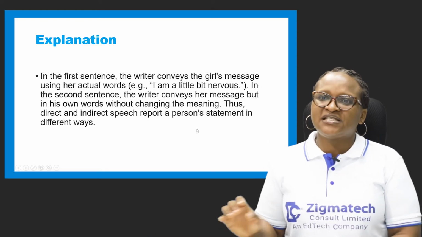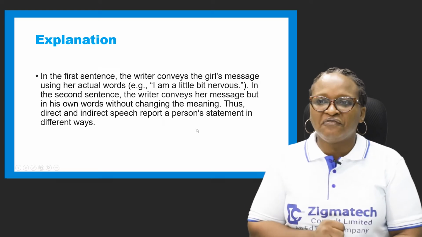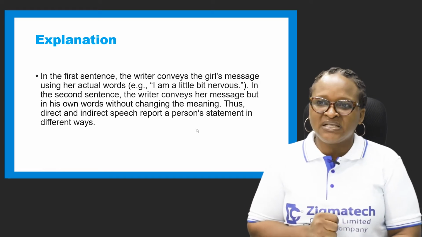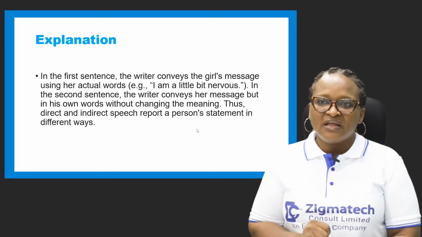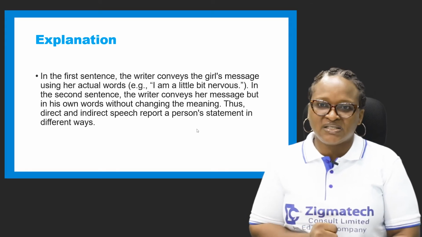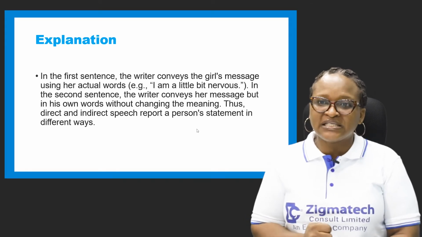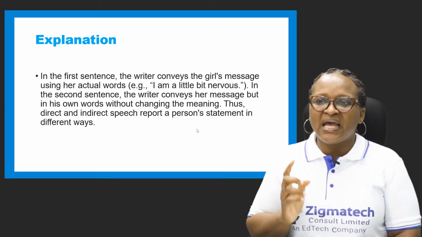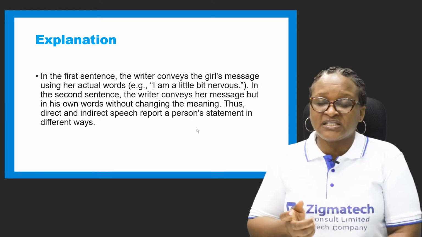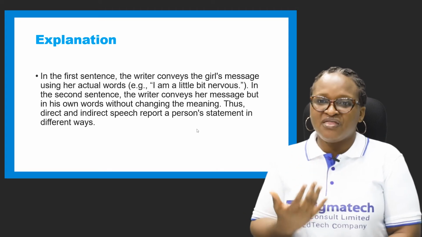It says, in the first sentence, the writer conveys the girl's message using her actual words, and that's the direct speech or quoted speech. Example, I am a little bit nervous. She says, I am a little bit nervous.